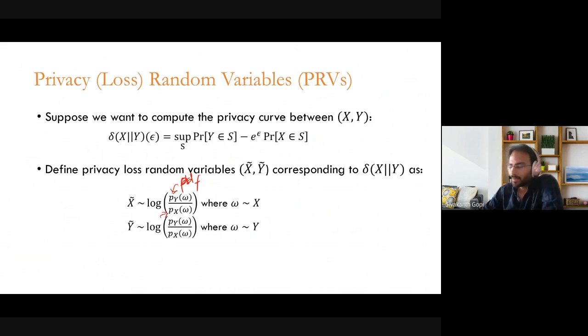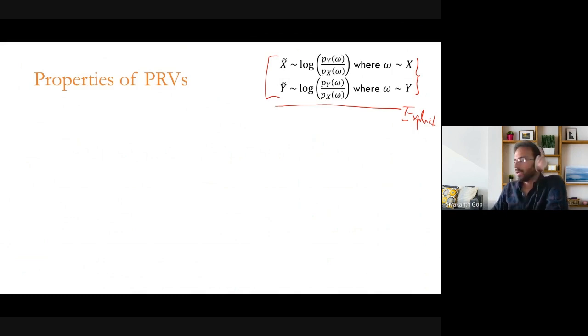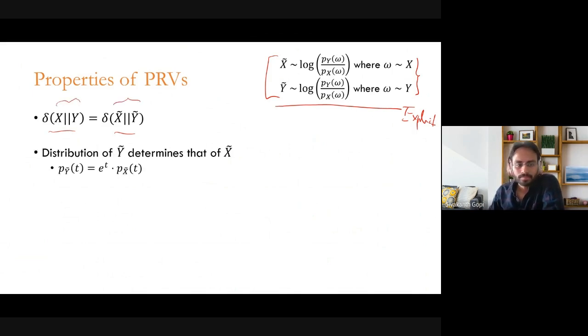I won't go into the details of why this is the right thing to do, but let me give you some important properties of why these random variables are useful for us. Recall, this is how you define it. Given the explicit x, y, you can compute explicitly what these distributions look like. I won't bore you with the exact why, but the first important property is that it does not change the privacy curves at all. So the privacy curve between x, y is the same as the privacy curve between the privacy loss random variables x tilde, y tilde.